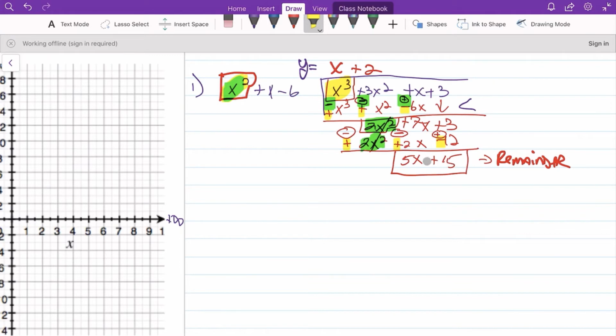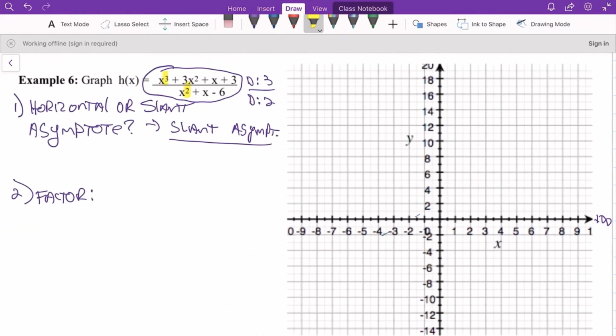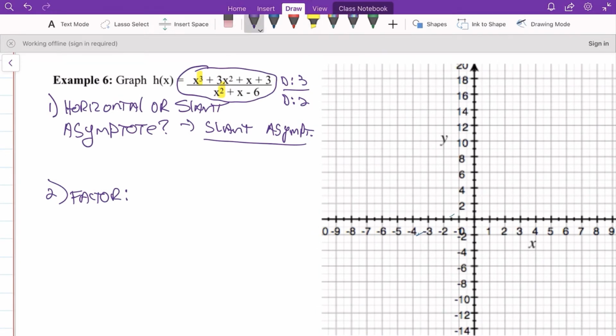But again, as I mentioned in video number 2, you're not really interested or concerned about the remainder for your slant asymptote. All you really care about is this part up top here. All you really need is the quotient, and that's going to give you the line for your slant asymptote. So I'm going to come back over here, and we're going to write that in. My slant asymptote is going to be the line y equals x plus 2.